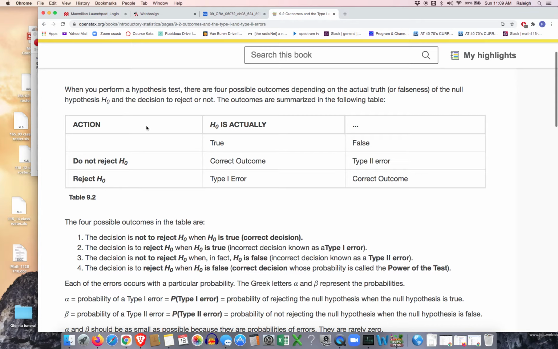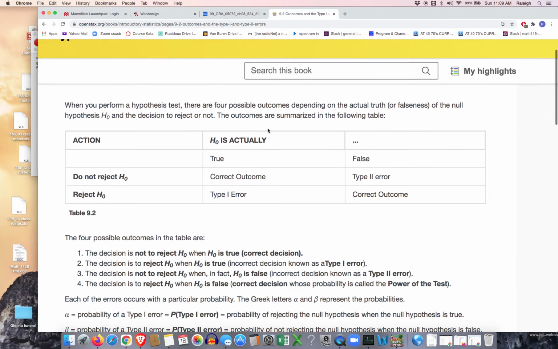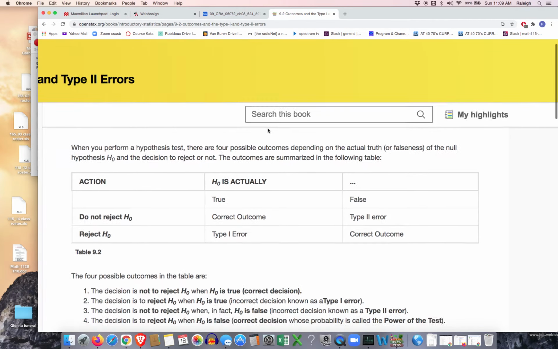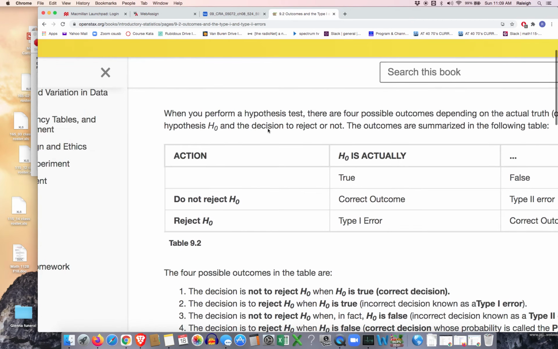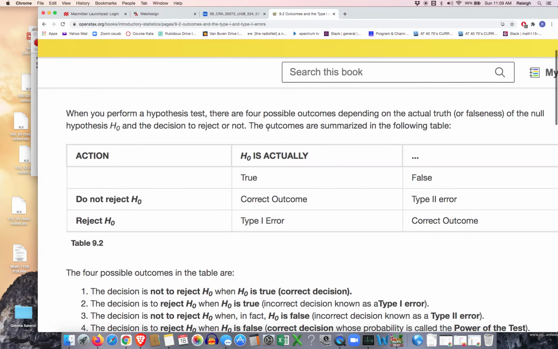So in 9.2, outcomes in the type 1, type 2 error. Strangely, they do not give, well, here it is up on top. If I shrink it down, you can actually see it. There you are. So 9.2. But let's zoom in so you can actually read the page a little bit better. When you perform a hypothesis test, there are 4 possible outcomes depending on the actual truth or actual falseness of the null hypothesis H0 and the decision whether to reject or not. Notice HA kind of stays out of it here because it's an H0 world. The outcomes are summarized in the following table.